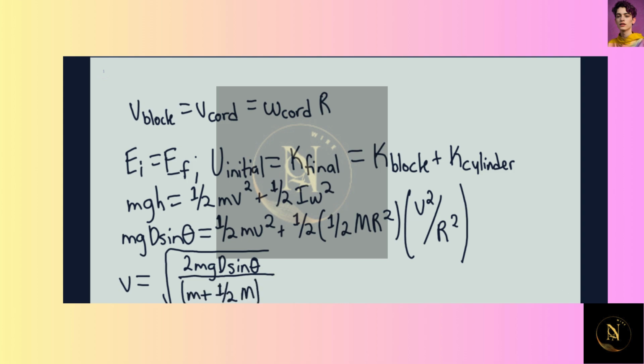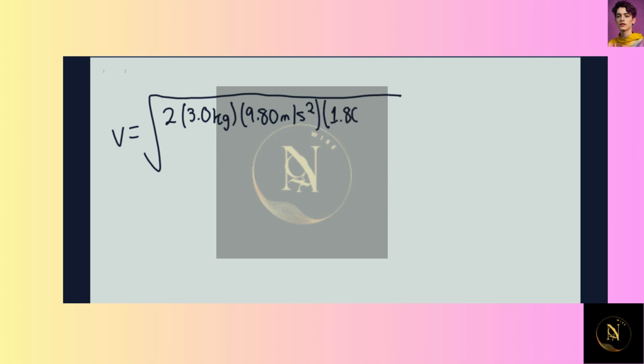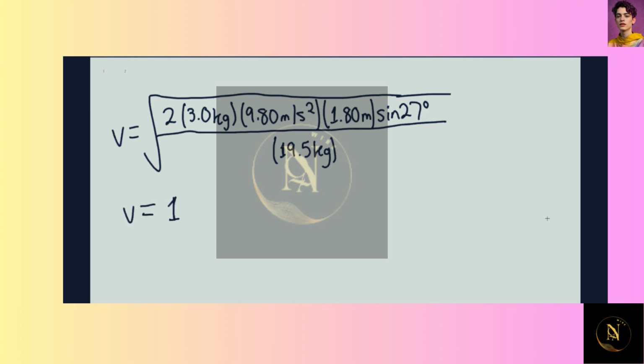And let's solve. So v would be equal to the square root of 2 times 3.0 kilograms multiplied by 9.80 meters per second squared, multiplied by 1.80 meters multiplied by sine of 27 degrees, all divided by 19.5 kilograms. And we find that the velocity is going to be equal to 1.57 meters per second. That would be your answer for part A.